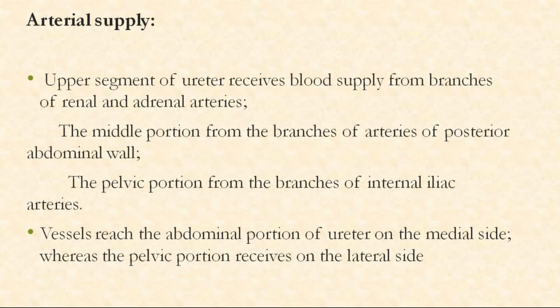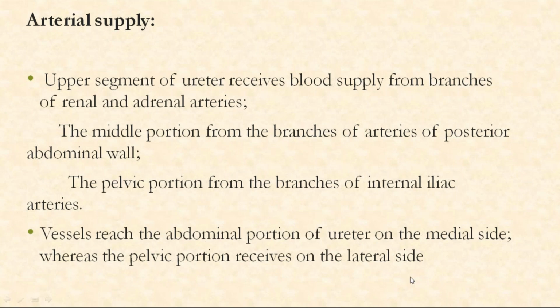Then coming to arterial supply. Remember, the ureter is again divided into 3 parts: upper part, middle part, and lower part. The upper part gets its blood supply medially, whereas the middle part will get it posteriorly, whereas the lower part will get blood supply laterally. So the upper segment of the ureter receives blood supply from renal and adrenal arteries medially. The middle portion of the ureter gets branches from the arteries of the posterior abdomen, so it receives blood supply posteriorly. The pelvic or lower part will receive blood supply from internal iliac arteries laterally.